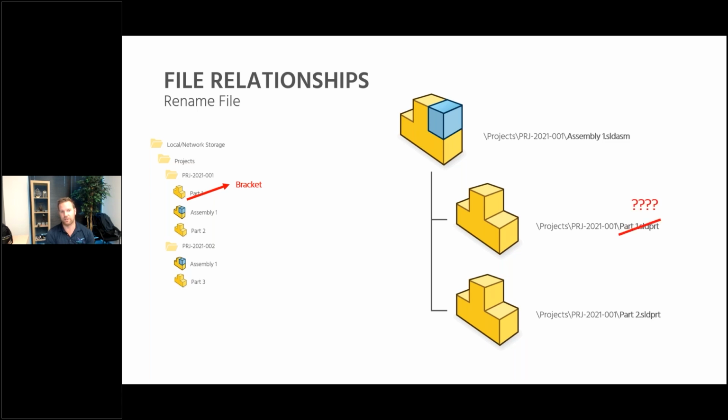Say I go into Windows Explorer and I rename that part 1 to bracket. The next time I open up that assembly, because that file path and file name has been saved inside of that assembly, SOLIDWORKS isn't going to be able to find that.